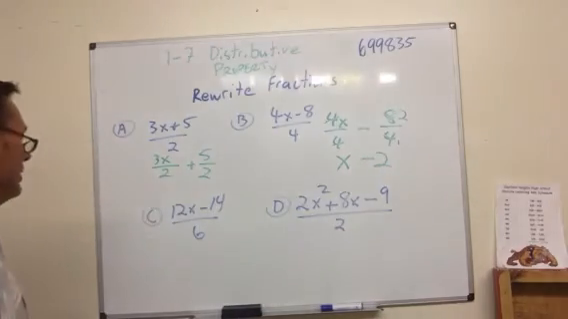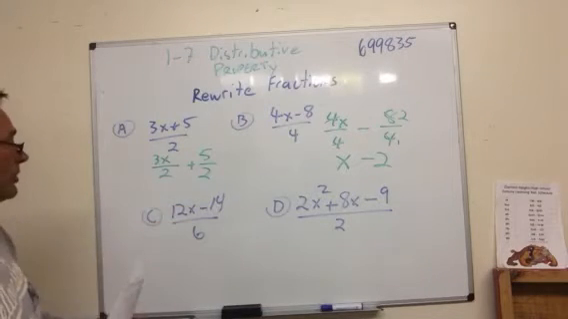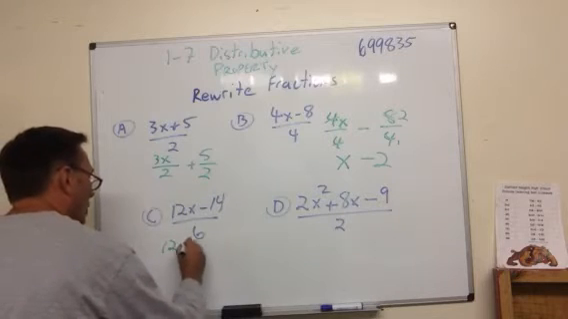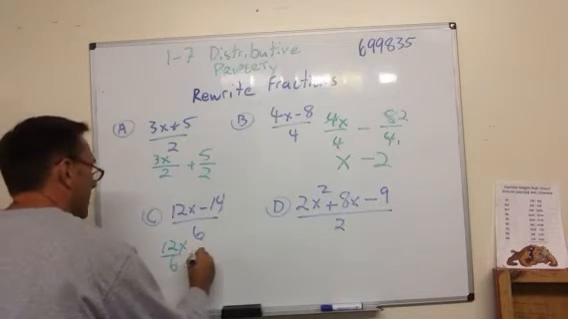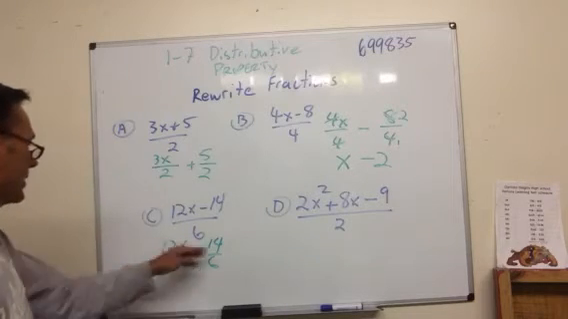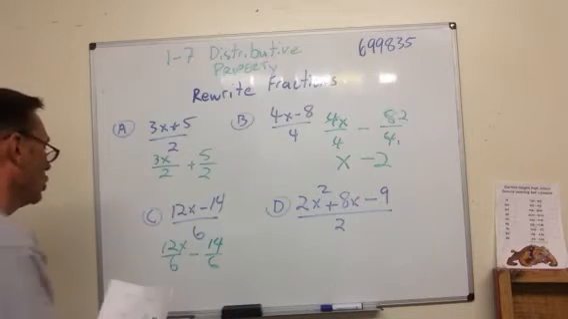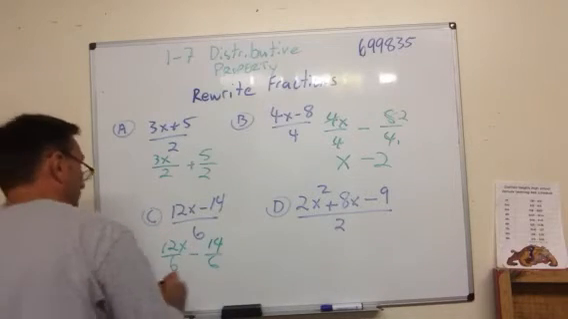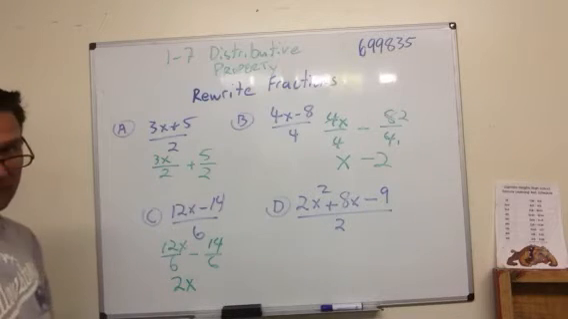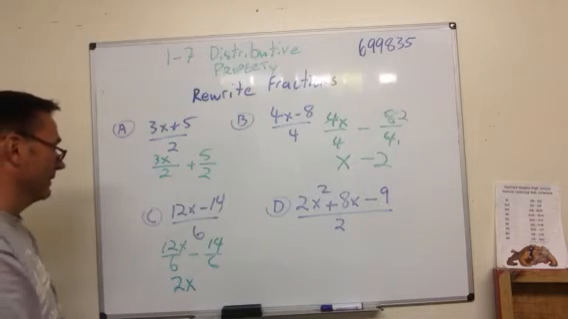Looking at letter C, we want to write this. There's two terms here, so I have to have two fractions. 12x over 6 minus 14 over 6. Now I can reduce this. I know 6 goes into 12 two times, because I know 12 divided by 6 is 2. So this becomes 2x.